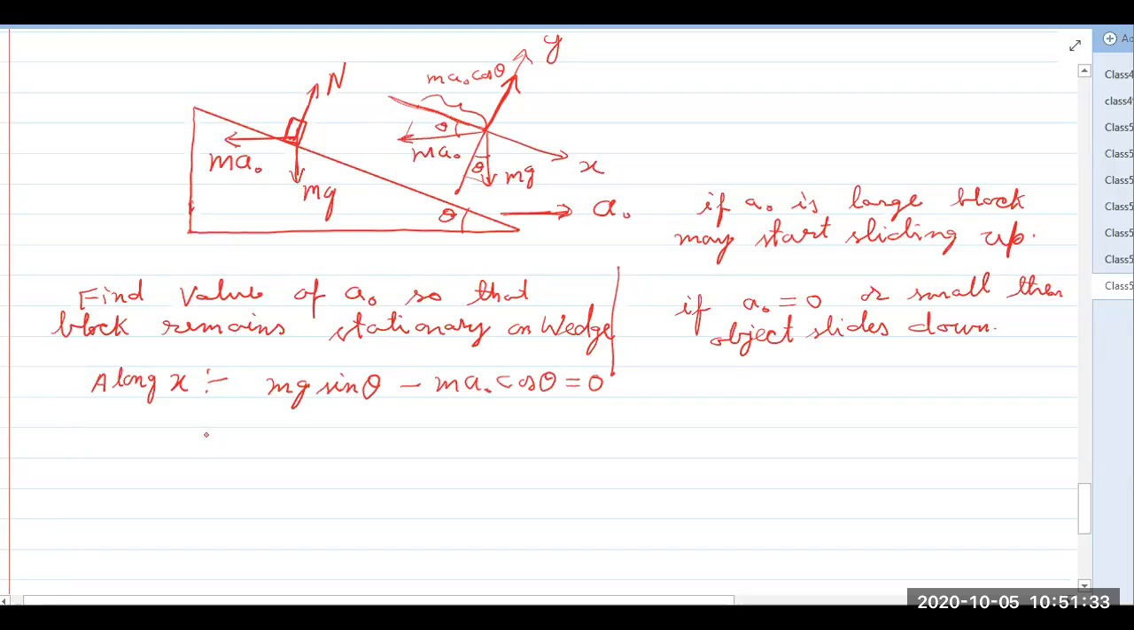If we balance it, we get g sin theta equal to a naught cos theta, or a naught is g tan theta. So if we accelerate the whole system with this acceleration g tan theta, then this object is neither going to slide up nor going to slide down. So this is the required acceleration.